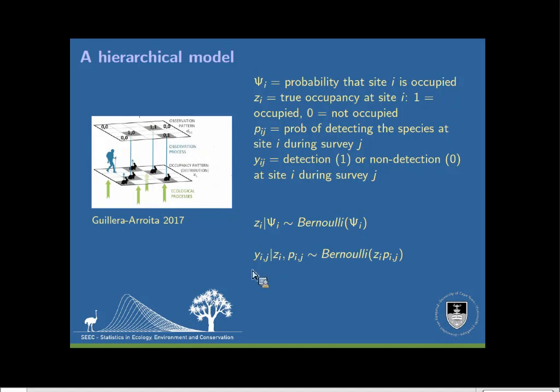if a species was seen or not, and that's indexed by I site, but also survey. Because we go multiple times, we have J surveys. And that again follows a Bernoulli distribution with probability Pij, so that's the detection probability times set. And we multiply by set to ensure that it's 0 if the species is not there, right? If the species is not there, set is 0 and you can't detect it. Okay, so that's the basic model.